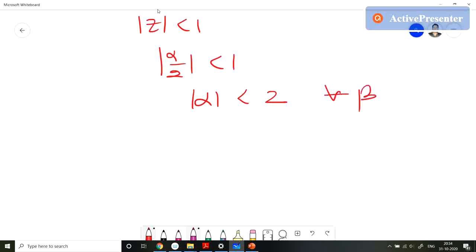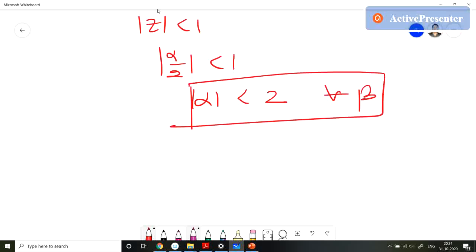And it is for any value of beta, since it is independent. So the condition is modulus of alpha should be less than 2 for all values of beta. So the correct option is C. Basically we have modulus of alpha less than 2 for any value of beta. So the correct answer is C.